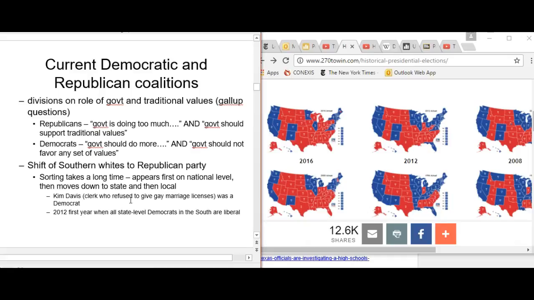But it does take a while for this sorting to happen at the local level. So, for instance, 2012 is the first year when all the state-level Democrats in the South are actually liberal, as opposed to conservative. So it was in the 1950s that it started happening at the national level. It wasn't until 2012 that it was completed at the state level. And you'll still find in many places at the local level the Democratic Party being very conservative, almost Republican.